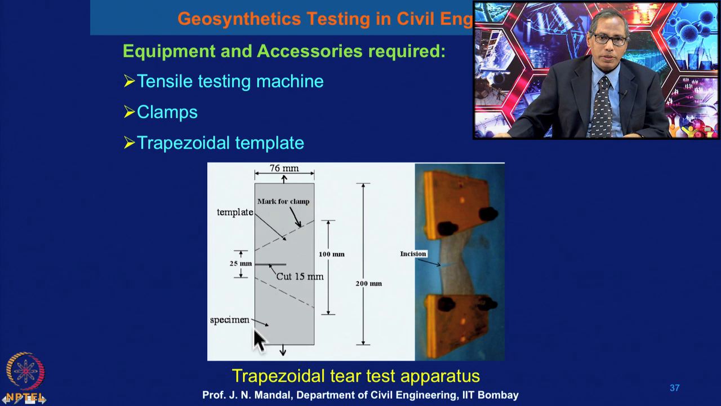and this is the size of the sample, which is trapezoidal in shape. You can see here, and mark for the clamp here. This is the specimen, and this initial cut portion is 15 millimeter. This is 25 millimeter. This is the template, and this is 100 millimeter. And this specimen is clamped in this universal testing machine, and you perform the trapezoidal tear test. This is very important.